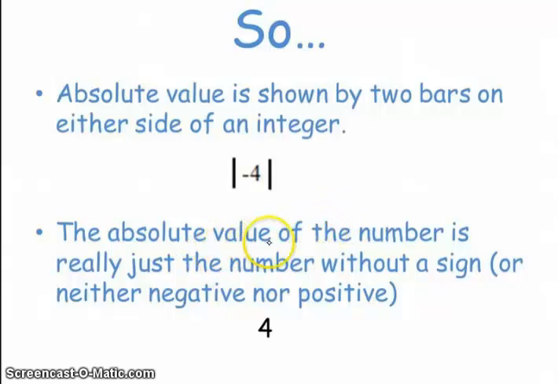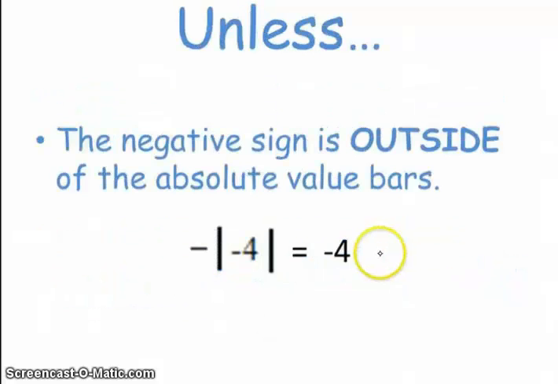So basically the absolute value of a number is really just a number without a sign, neither negative nor positive. Since we're talking about the distance and we cannot have negative distance, we will always get a positive answer or 0. Now let's pay attention to the next slide. That one will be a little different.